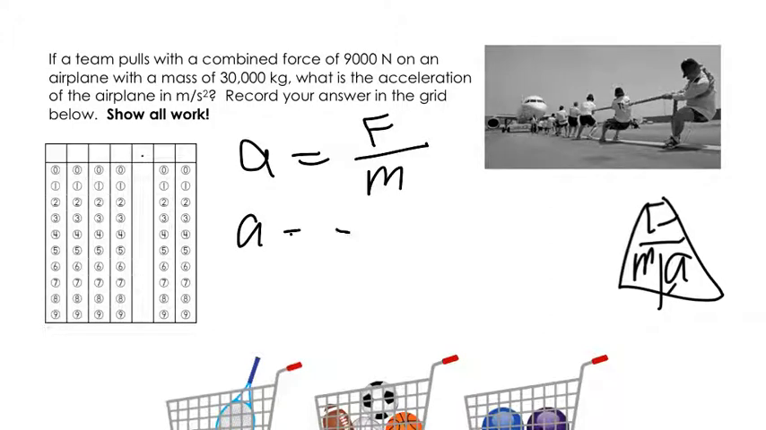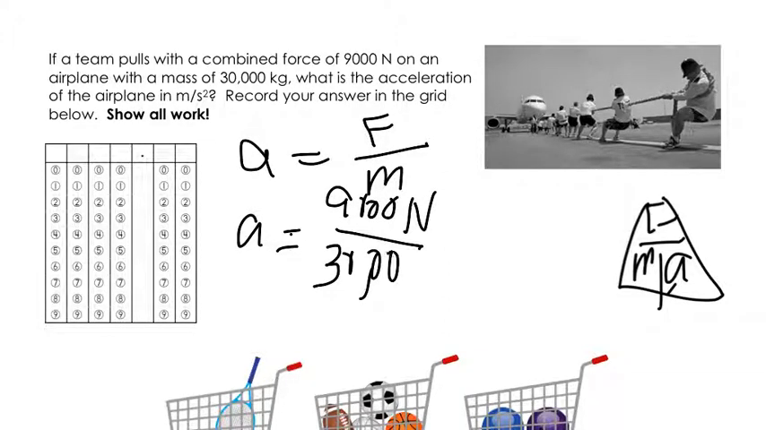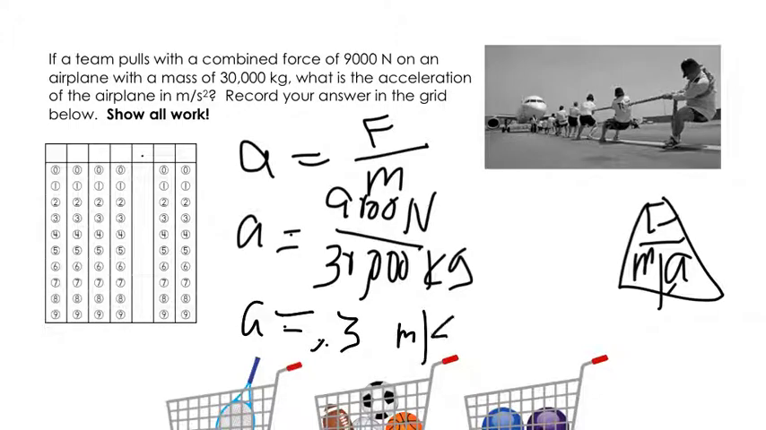So the force that it gives us is 9,000 newtons. The mass is 30,000 kilograms. And when you divide, your answer should be 0.3 meters per second squared for the acceleration.